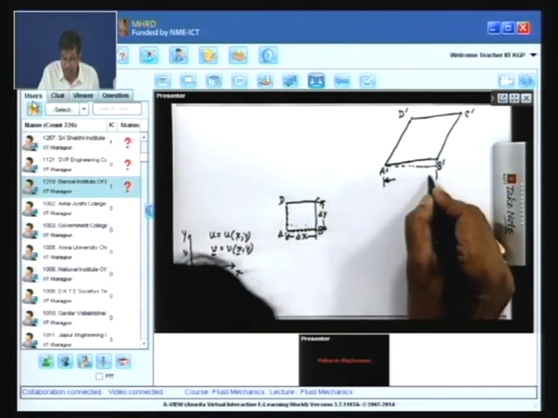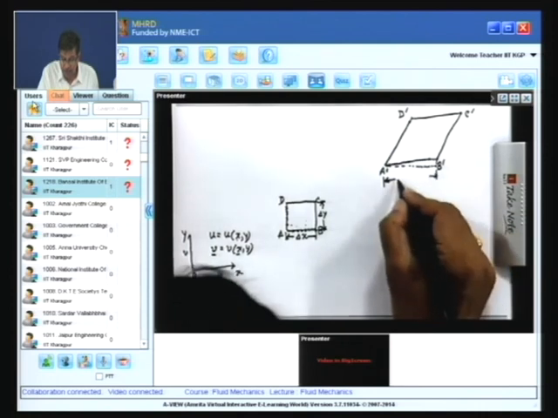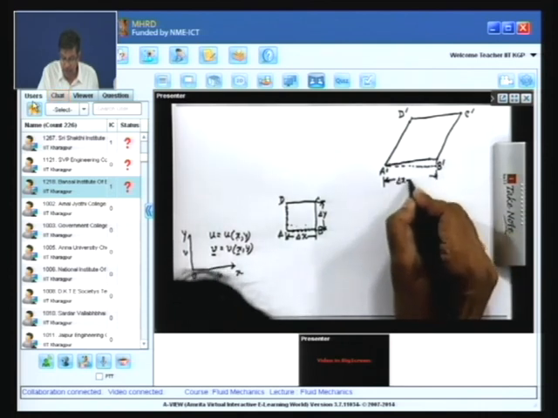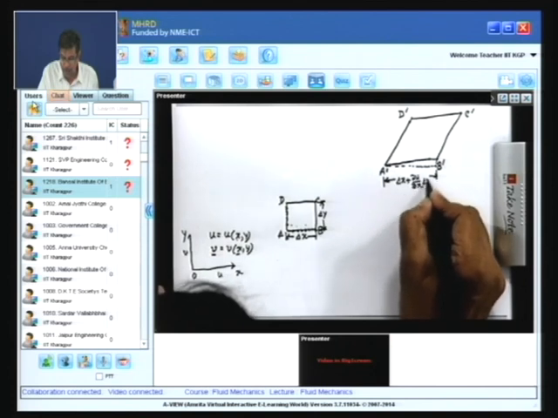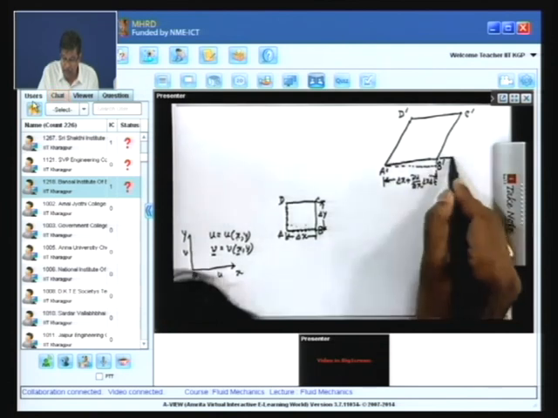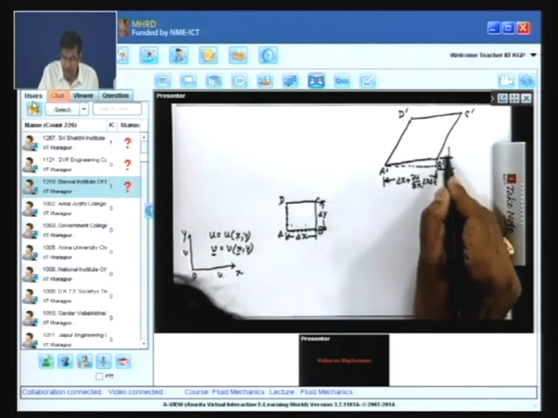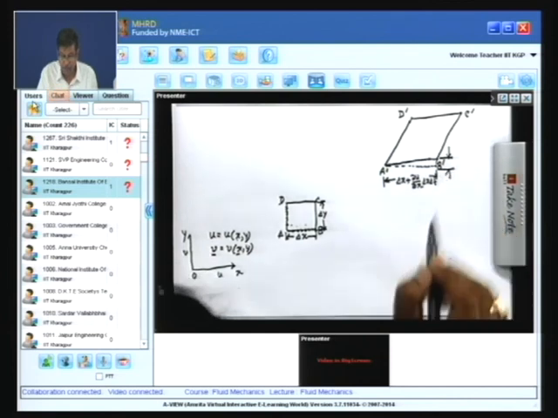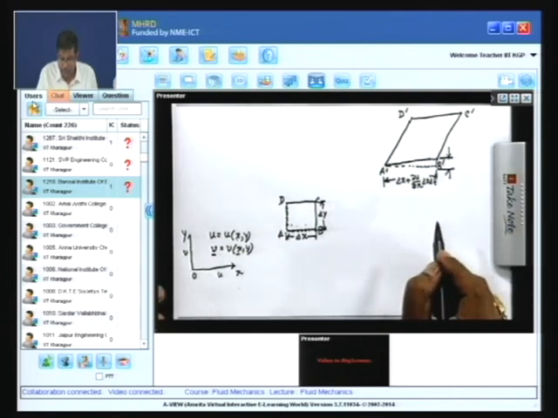Already this is done, and this is del X plus del U del X into del X delta T. This is already done. Now we are interested, what is this movement?